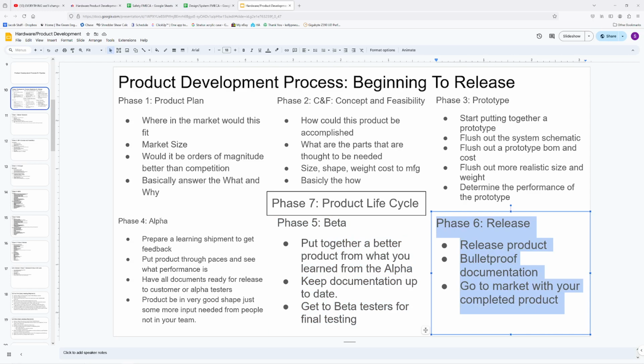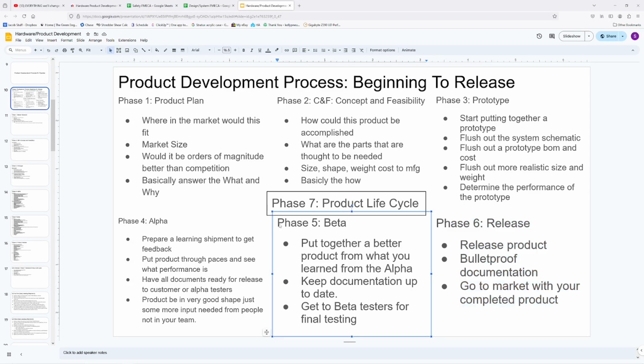So you can do a Kickstarter here at phase 6. You can do a Kickstarter here at phase 5. And also, if you do a Kickstarter at phase 6, you could even do phase 4A, phase 4B, closed and open alpha first, and then you can do a beta and then release on Kickstarter. And then you can get to the YouTubers.